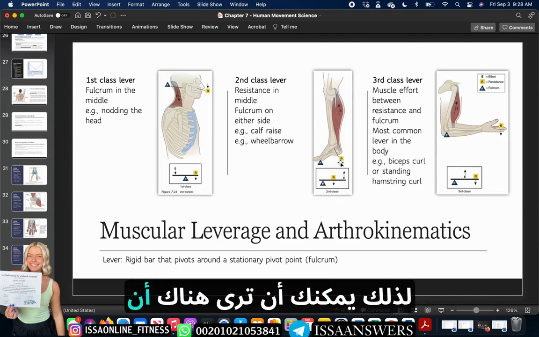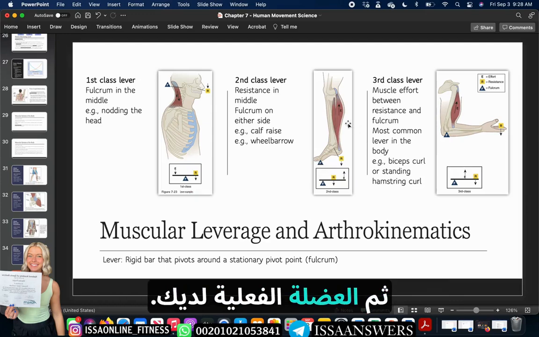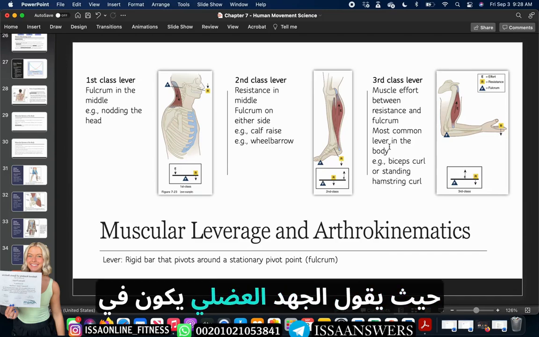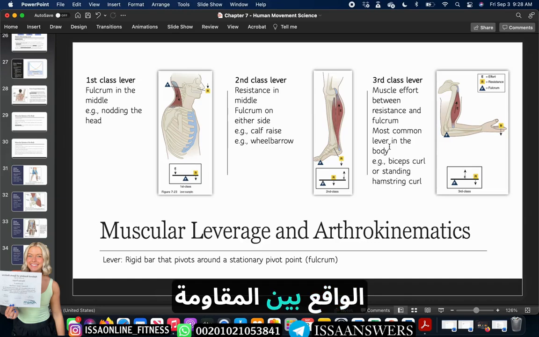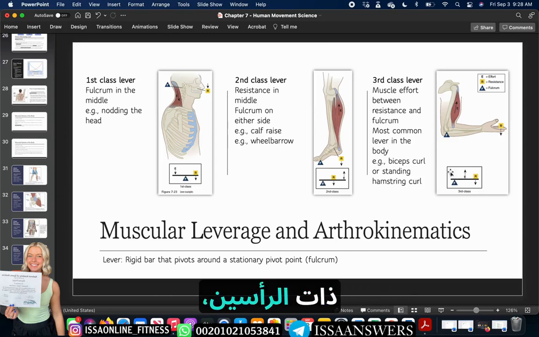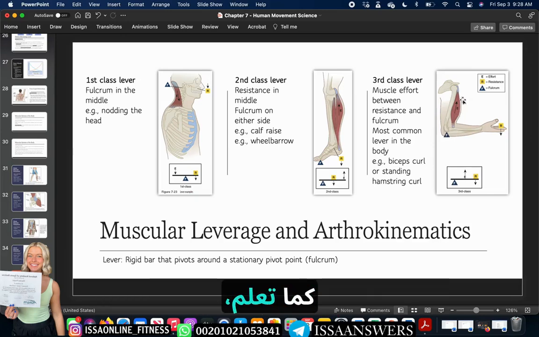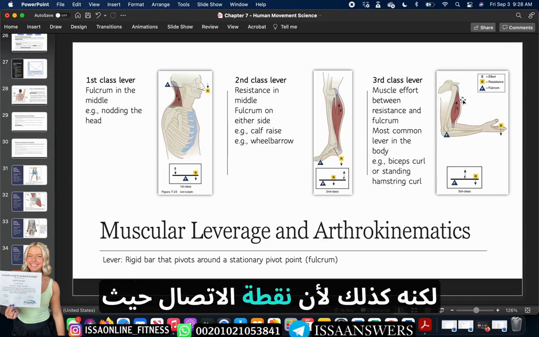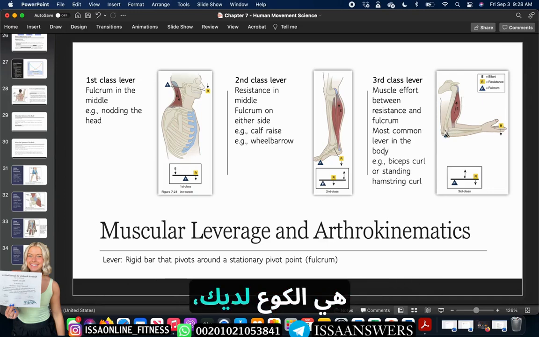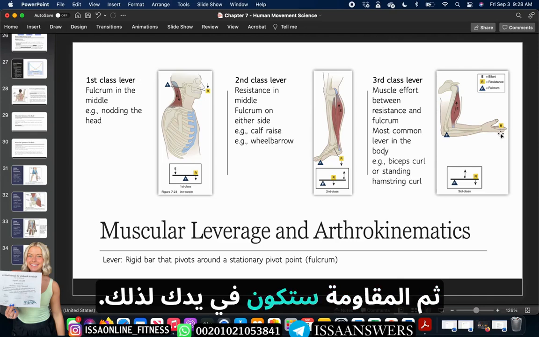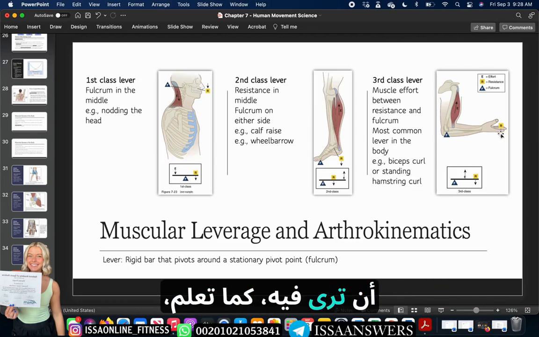So you can see there that the resistance is in the middle between the rotating point and your actual muscle. And then third class, slightly different, where the muscle effort is actually between the resistance and the fulcrum. For a bicep curl, for example, the fulcrum is the elbow, and although it seems kind of weird, you would think the muscle effort is not in between there, but it is, because the connection point of your bicep is actually down on your radius, and then the resistance would be in your hand. So that's where you can see how each one works.